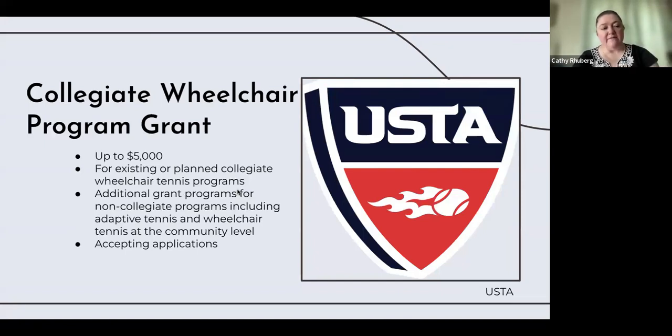So the next three, they're similar, but they're for different uses. They're all from the Tennis Association. So this one is the Collegiate Wheelchair Program Grant, up to $5,000. This is if a college in your area, or your college, has either a collegiate wheelchair program or would like to have one. You have one in the planning. This is one that's accepting applications now, and it's up to $5,000 to help build or create a collegiate wheelchair program for tennis.